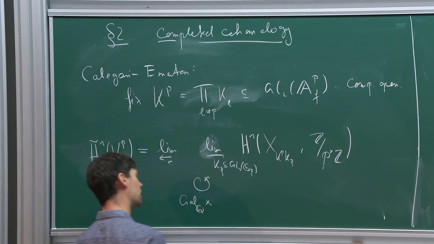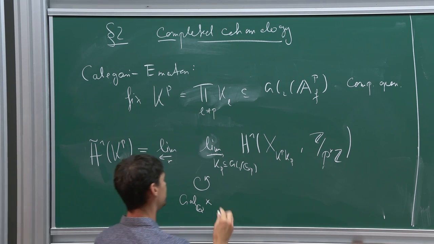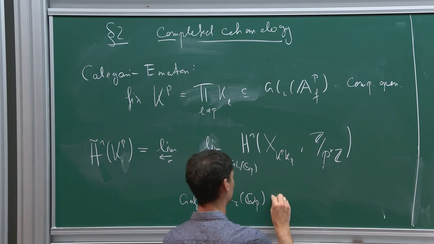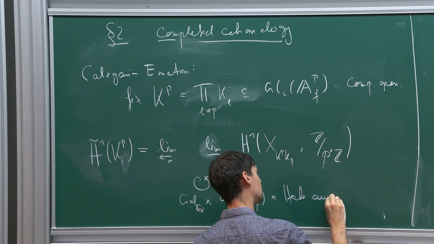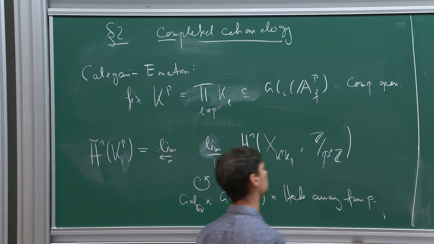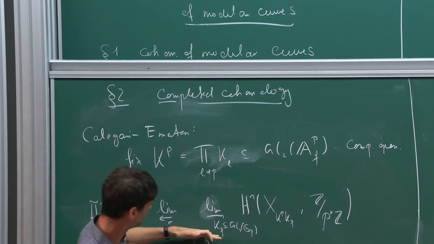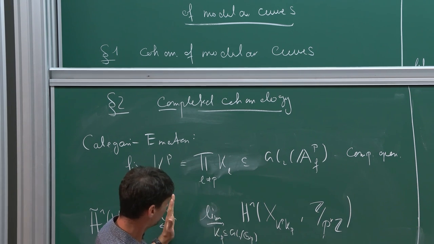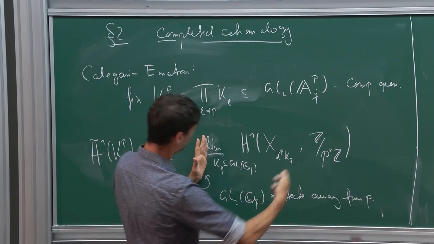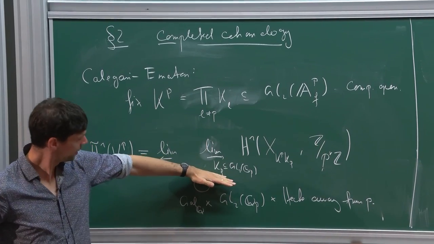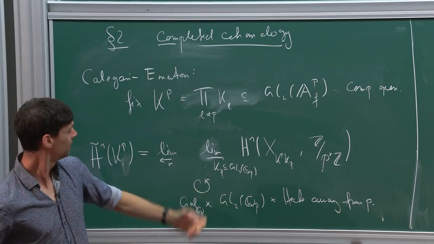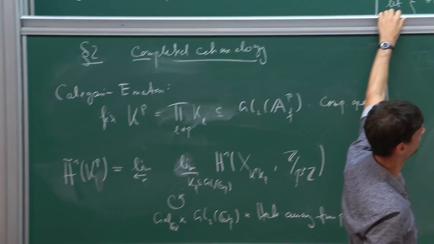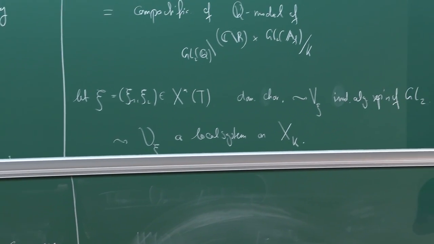It has the action of the absolute Galois group. It has the action of the full GL2 of QP, and it has some Hecke action away from P. Okay, so that's basically because at P we made everything as deep as possible. And because on the torsion level you go to as small level as possible, you make this rather big. And then after that, you take the inverse limit, so you end up with a huge thing. Okay? And this is really extremely infinite dimensional, but it's also p-adically complete.